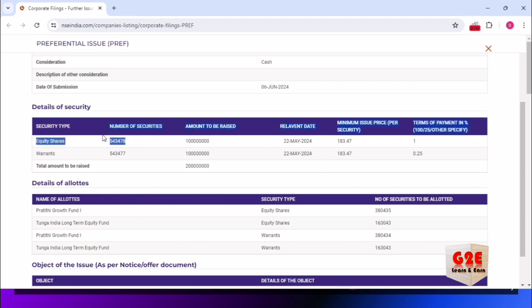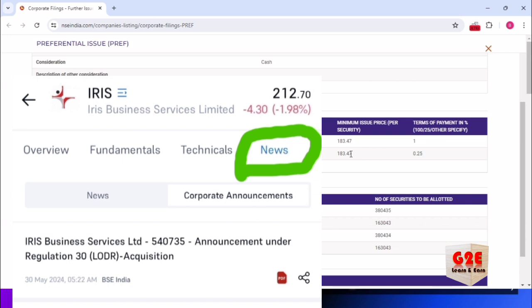This much of equity shares will be traded in terms of the preferential issue, and for warrants, it will be this much. So in total, this much capital they are raising, and one security rate will be 183.47. For the current market price, it is 212.70.